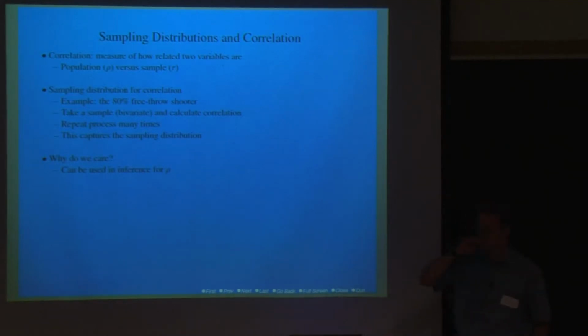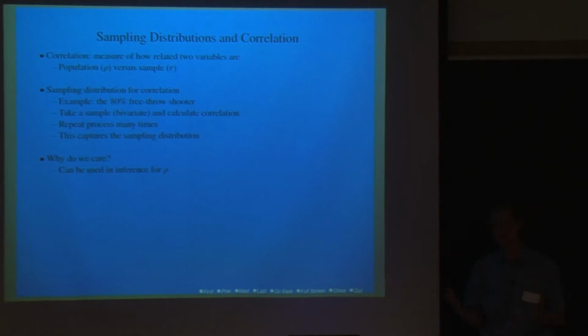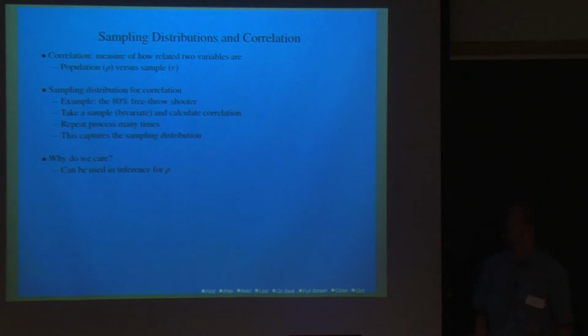So correlation is a measure of how linearly related two variables are. Population correlation can be gotten if you have the data for an entire population and you calculate correlation. The problem is, in practice, we don't get data for an entire population of interest. So we get a sample instead and calculate correlation with that to get sample correlation r, which we use to estimate the true correlation, or population correlation rho.